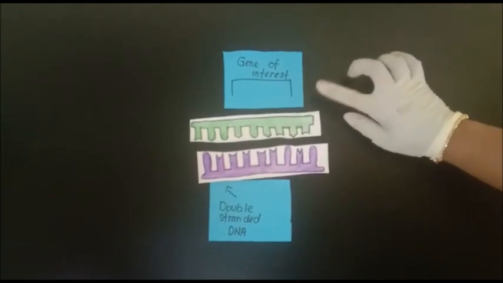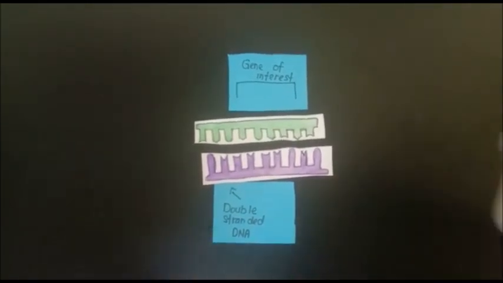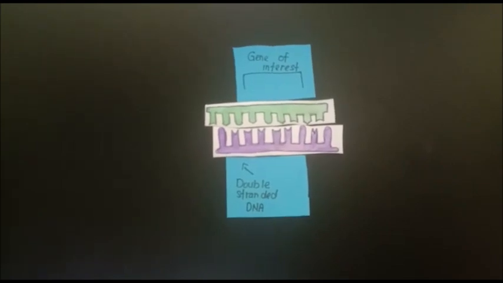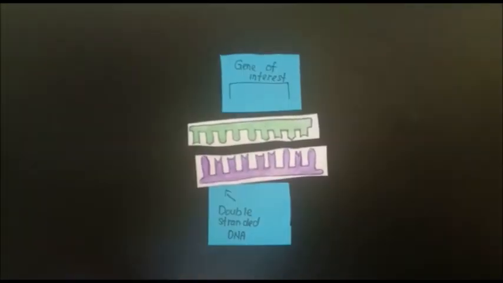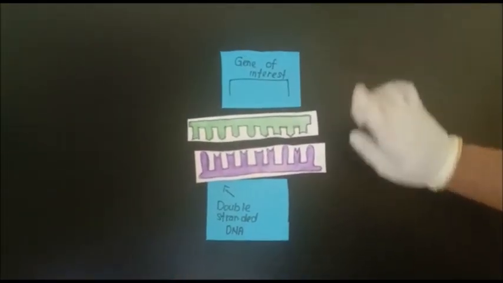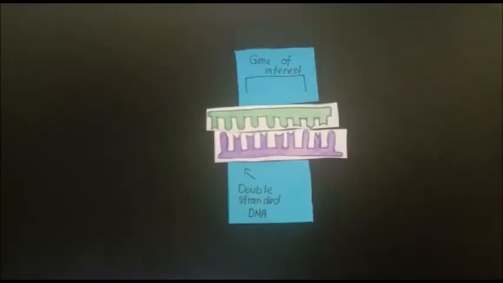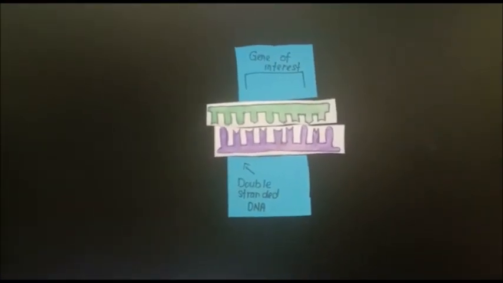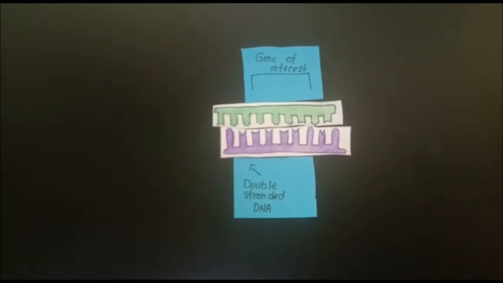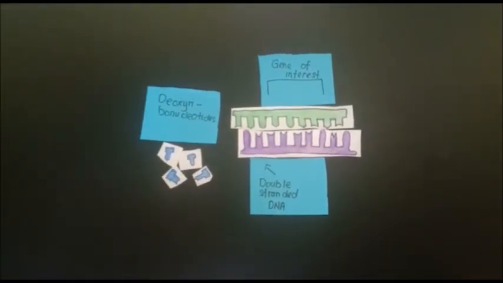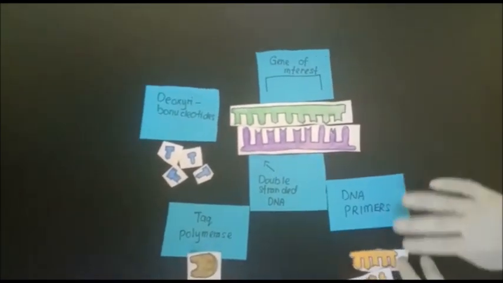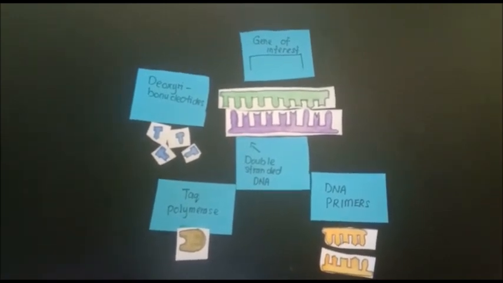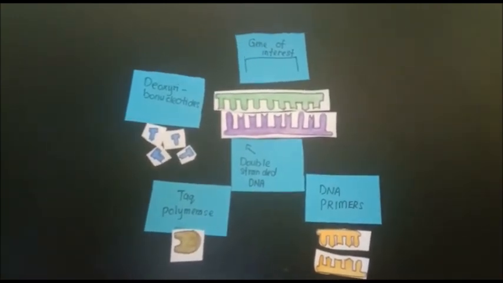These are the gene of interest, and this is the double-stranded DNA. The DNA to be amplified is mixed with deoxyribonucleotides, a thermal stable DNA polymerase called Taq polymerase, and the DNA primers. The DNA primers hybridize to the ends of the gene to be amplified and provide a starting point for the Taq polymerase.